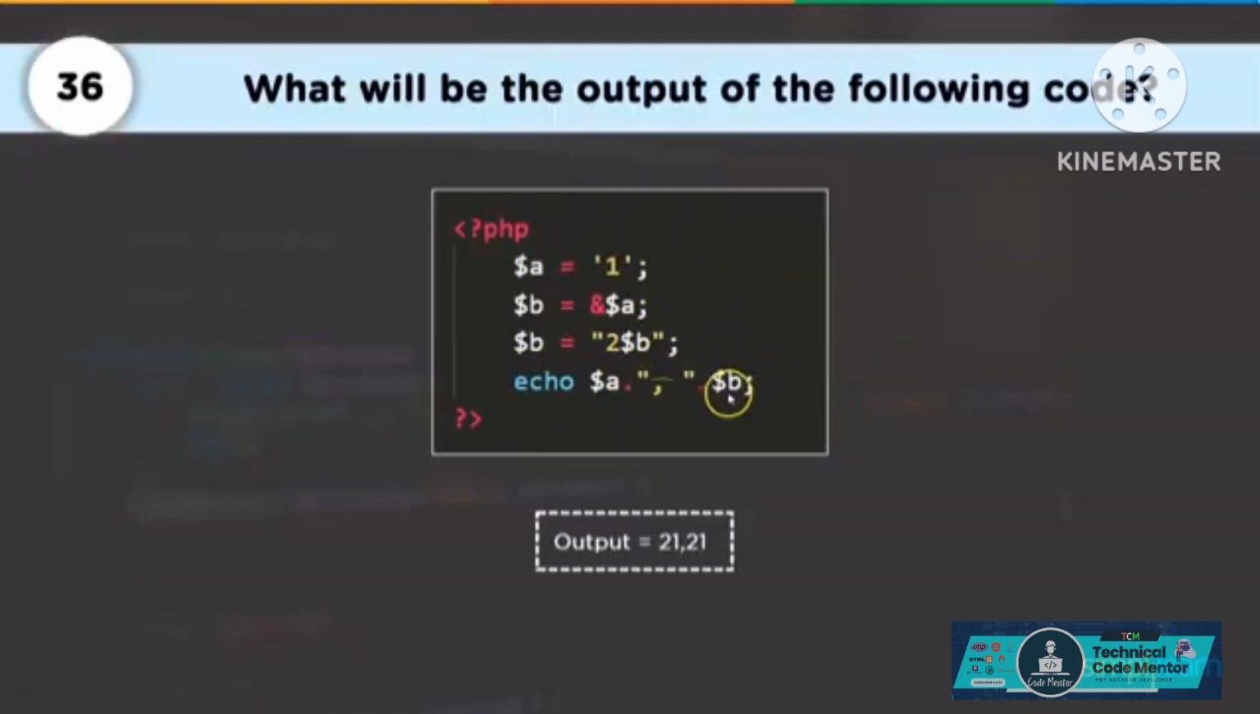Now, if we display this, since the value of a is already changed by reference, it will display 2, 1, that is the value here. And again, since the value of b is already 2, 1, it will again display 2, 1.